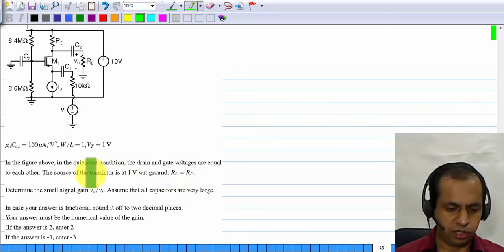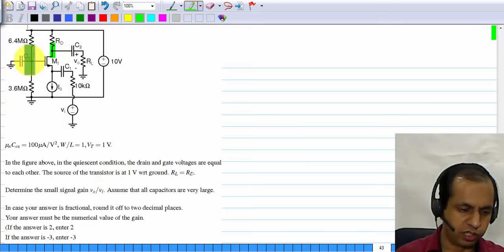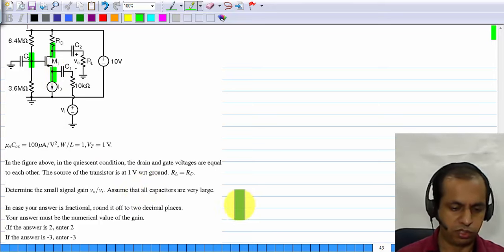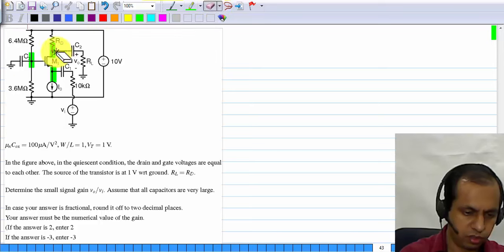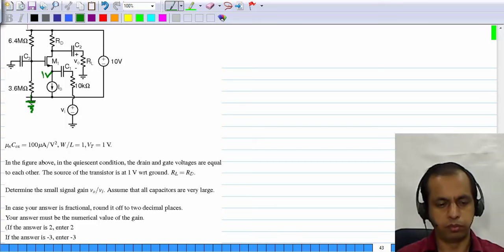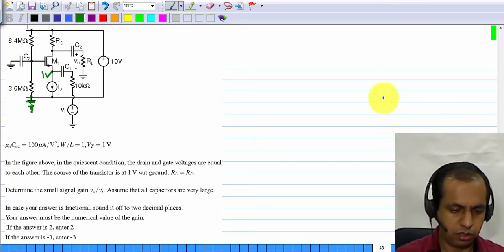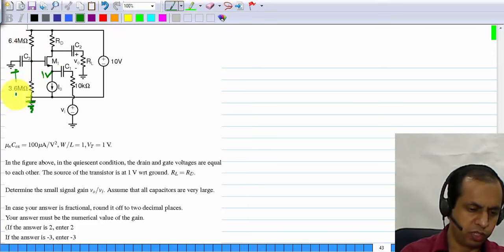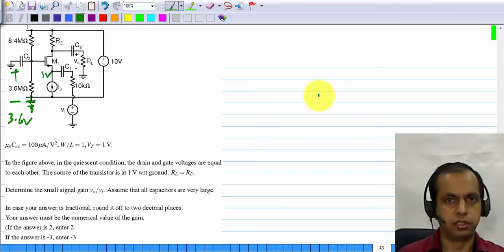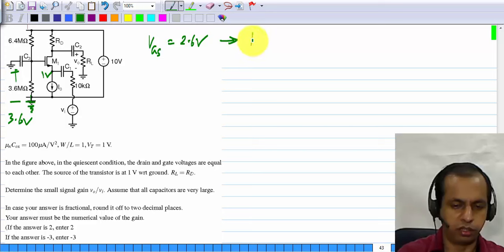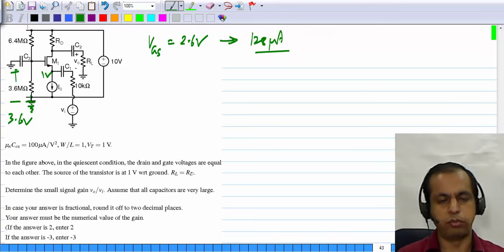So first you are told that the drain and gate voltages in the quiescent condition are equal to each other, and the source of the transistor is at 1 volt with respect to ground. So this one here, this is at 1 volt with respect to this ground. So with 10 volts and 6.4 and 3.6 mega ohms, we will have 3.6 volts here, and the source is at 1 volt, the gate is at 3.6 volts. So VGS is 2.6 volts, which corresponds to a current of 128 microamperes.